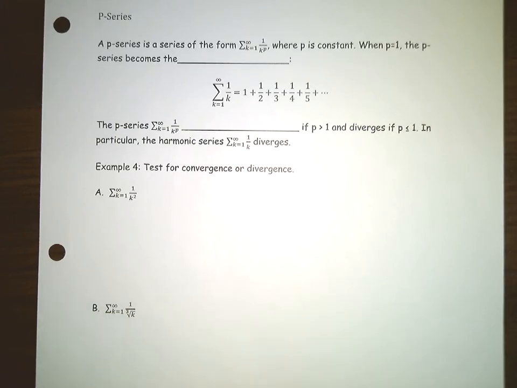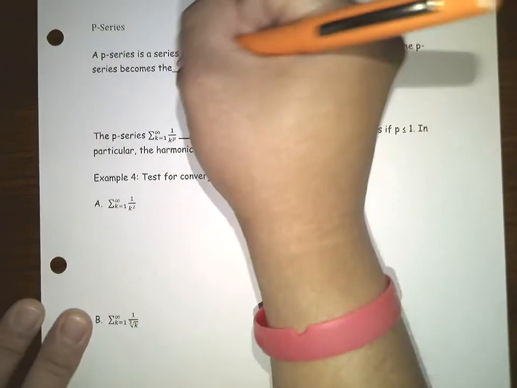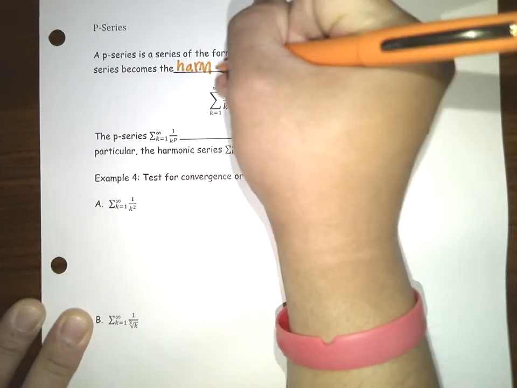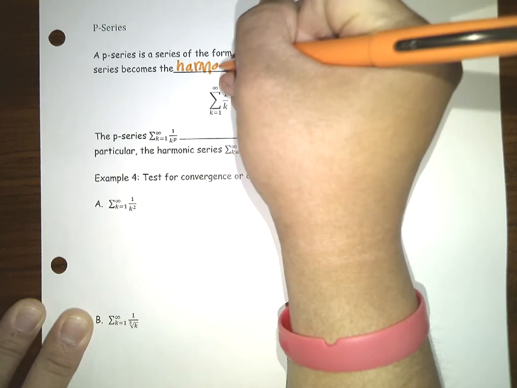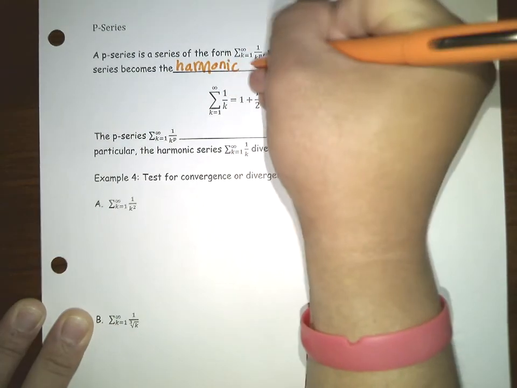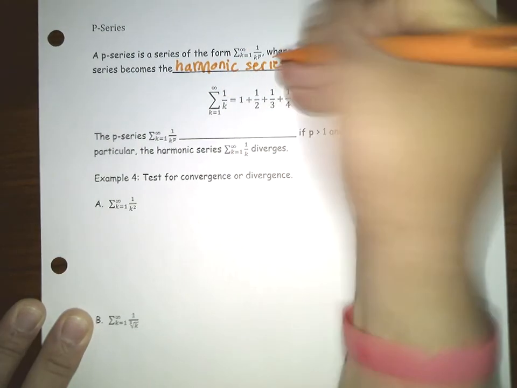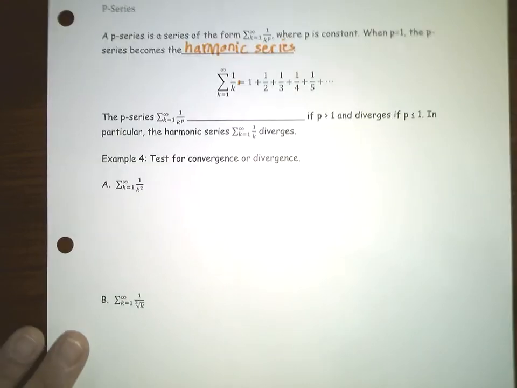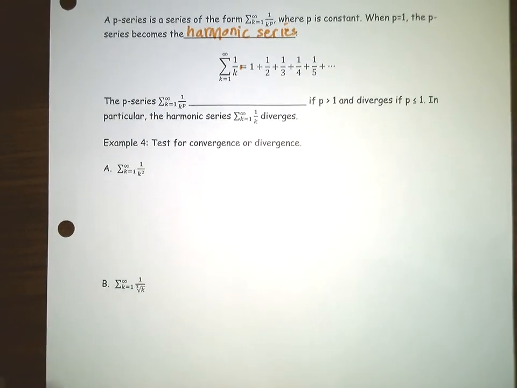This is a series of the form sum k equals 1 to infinity of 1 over k to the p, where p is constant. So when p is equal to 1, the series becomes a harmonic series. Right, so this is a special harmonic series that you may have heard about before. It's not like a mini series on TV or anything like that.